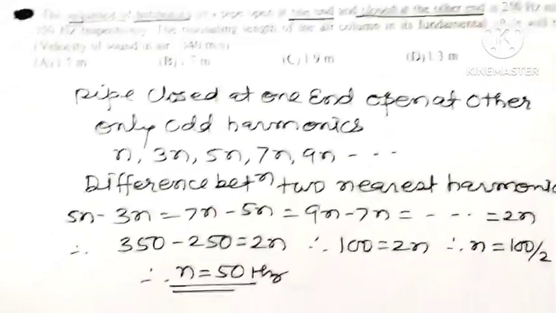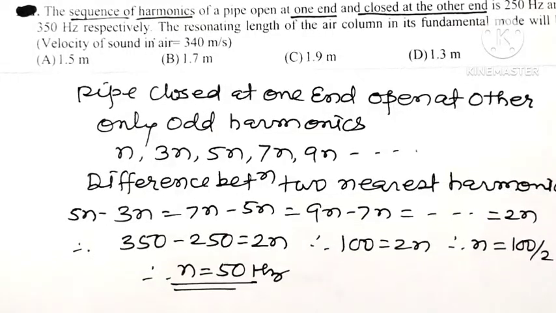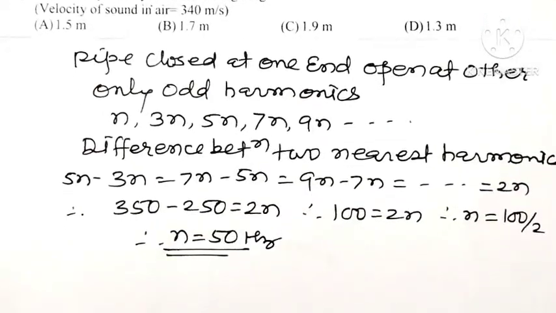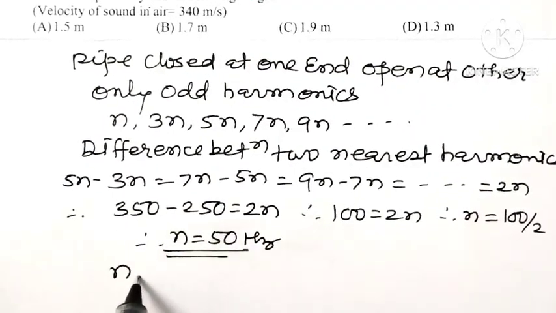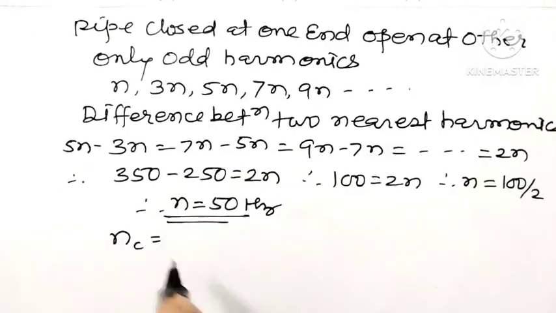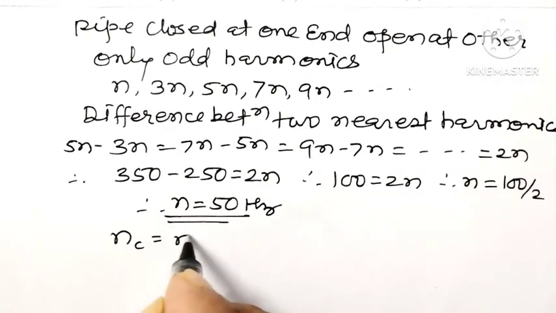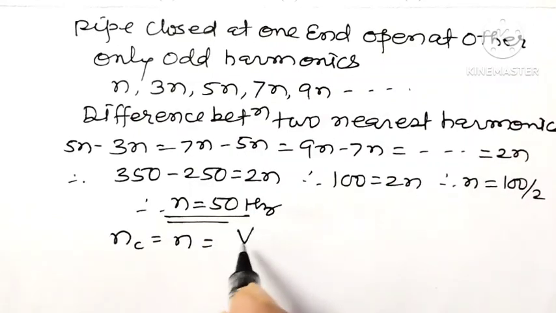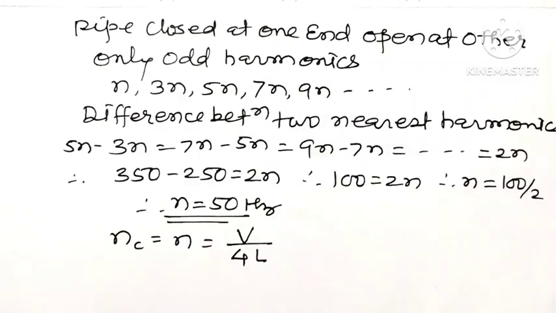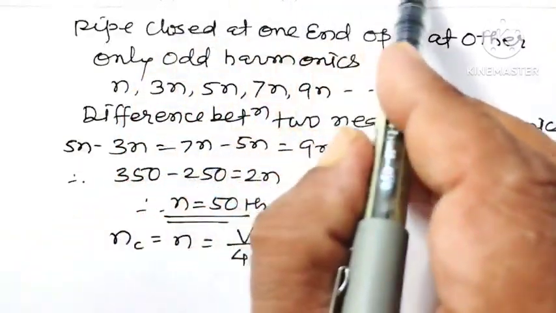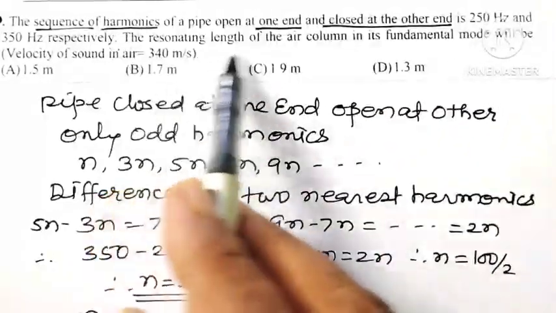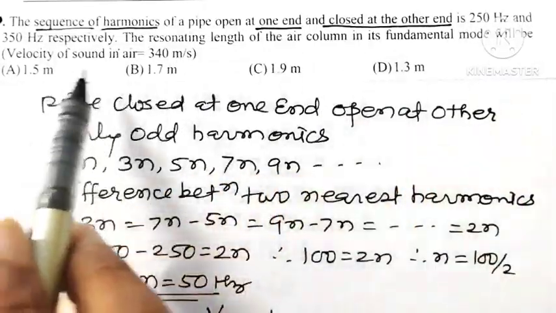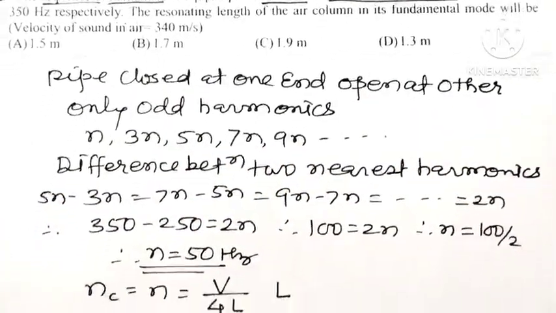Now, as n is equal to 50 Hertz, we want to find the length of that air column. What is the formula for the fundamental frequency of a pipe closed at one end? n is equal to V divided by 4L, and we are interested in finding the resonating length of the air column in its fundamental mode, given the velocity of sound in air as 340 meter per second.